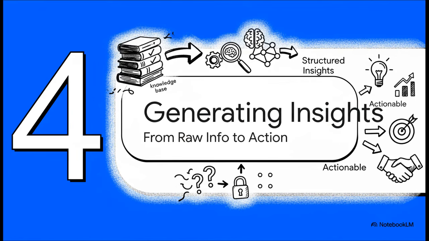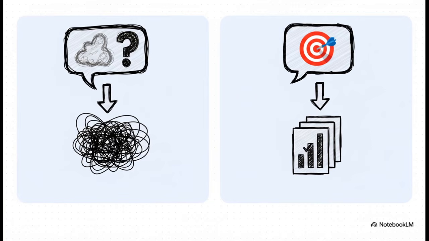This is where we turn all that raw info into something you can actually use. And the secret weapon here is precise prompting. Just look at the difference. A vague prompt like, "What is this about?" You're going to get a messy, generic summary. But a precise prompt like, "Compare the 3 main approaches to this topic and highlight the key trade-offs," now you're getting a structured, high-value answer.